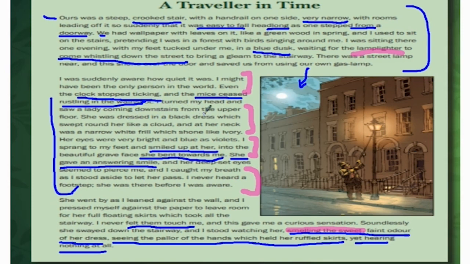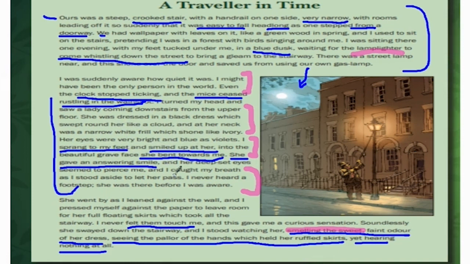"I see a lady coming down the stairs. She's dressed in a black dress which swept around her. Her neck was narrow. Her eyes were very bright. I sprang to my feet." So this shows that Penelope is shocked by what she's seen.